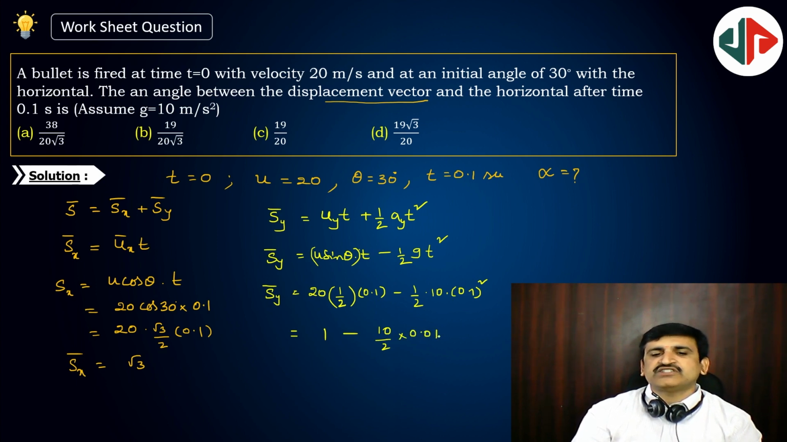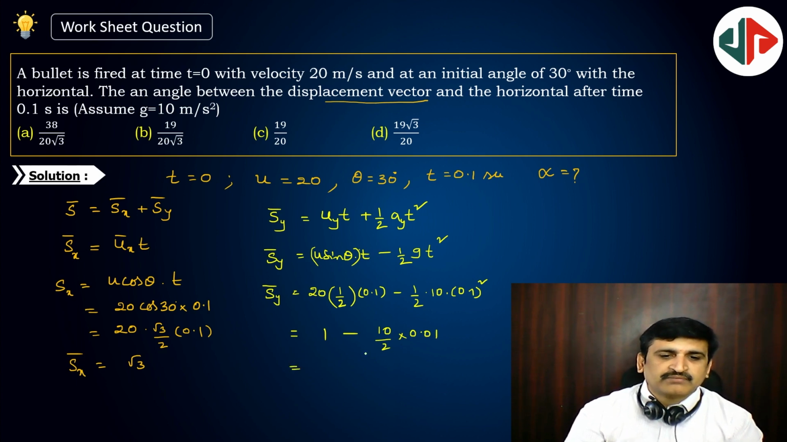So this will be 0.1 by 2. We'll do it like this, 0.1 by 2. 0.1 means 1 by 10. So I can write it as 1 minus 1 by 10 into 2, so 20. So it will be 19 by 20.